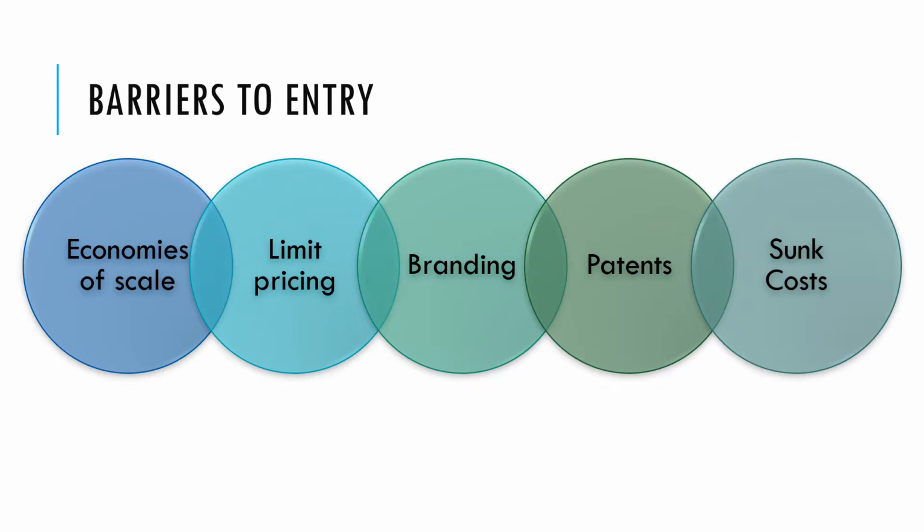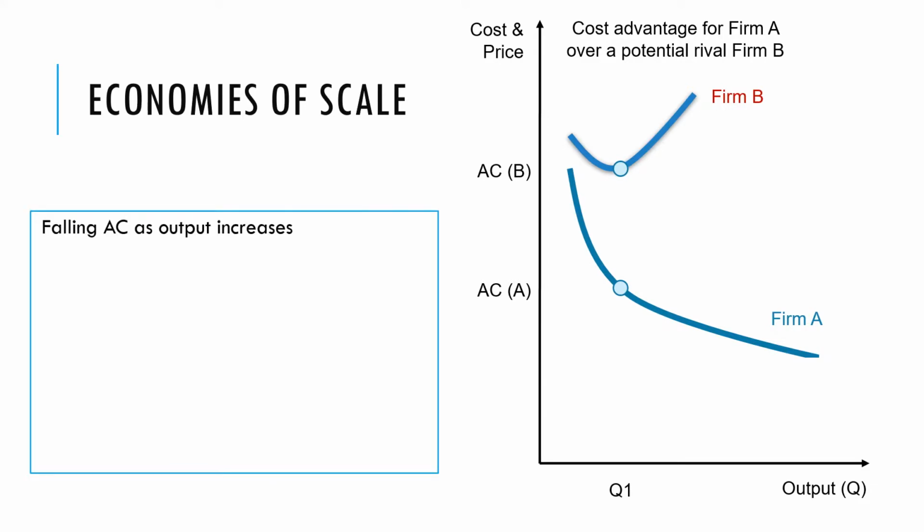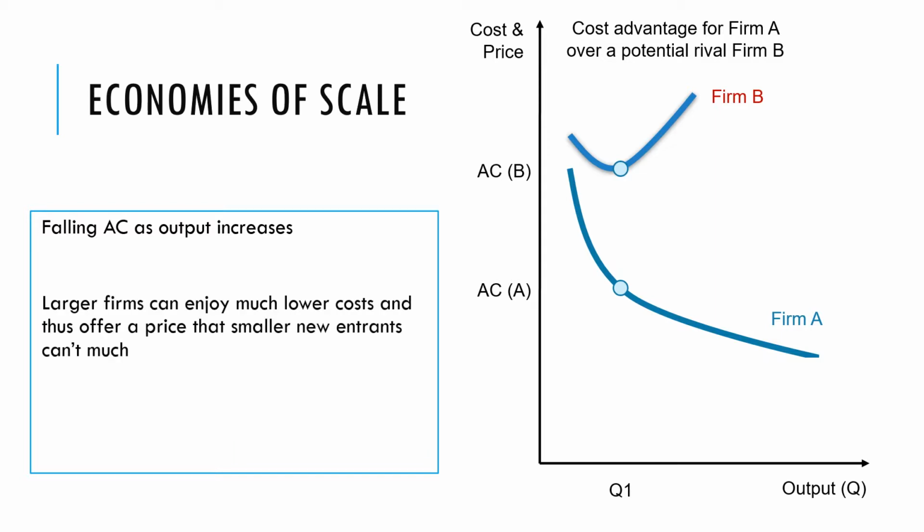The second thing we said was there are significant barriers to entry, and there are a number of reasons why we might get barriers to entry in an oligopoly. So we're going to look through these in turn. The first one is economies of scale, and economies of scale is where average cost falls as output increases.